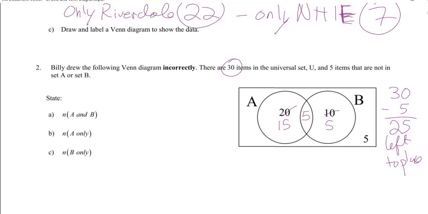Okay, now we're going to assume Billy figured out that there were 20 items in A, but he didn't know the distribution of them. So, N, A, and B. How many are in A and B? 5. How many are in A only? How many are in B only? Okay, so little n meaning the number of.